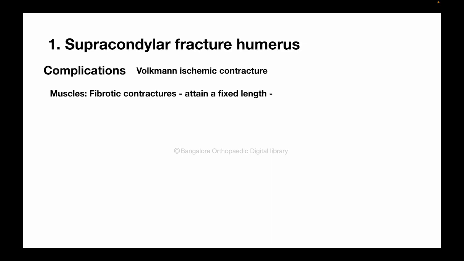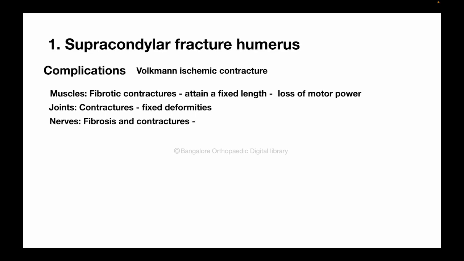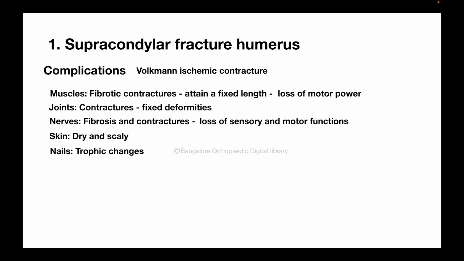Muscles undergo fibrotic contracture, attain a fixed length, and lose their function. Due to this, fixed contractures of the joint may develop. Ischemic damage of the nerves leads to loss of sensory and motor functions, and the skin becomes dry and scaly. Nails show trophic changes, and the bone growth is stunted. Clinically, the forearm shows significant atrophy and the hand assumes the clawing position.